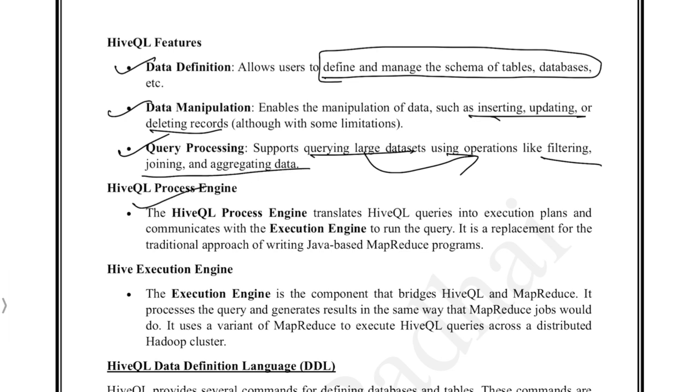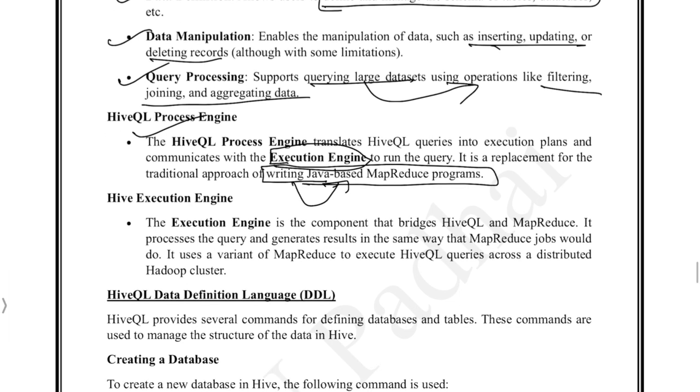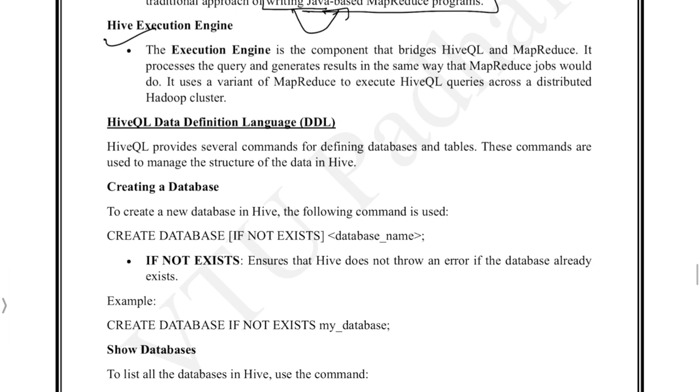Again, the HiveQL process engine consists of an execution engine which executes the data. Also, Java-based MapReduce programs are there which help in MapReduce techniques. The same thing is repeated here, so no further explanation is required.